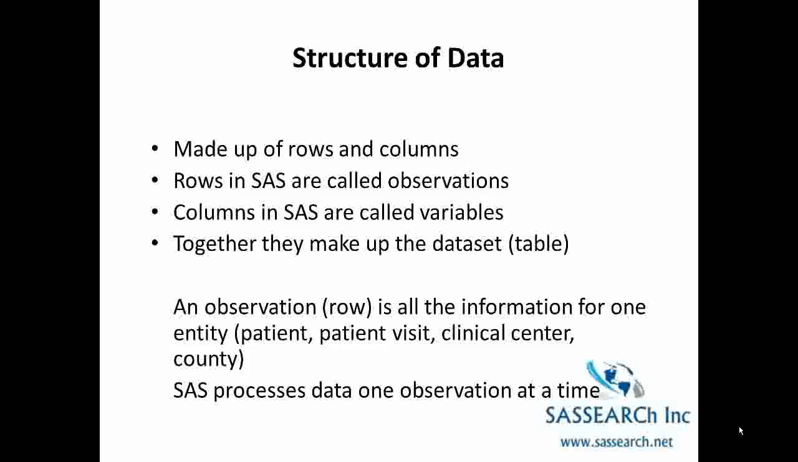The rows and columns together make up the data set, sometimes called a data table. An observation is all the information for one entity, for one patient or one patient visit, or one clinical center or one county. SAS processes data one observation at a time. This will become important as we study the data step.